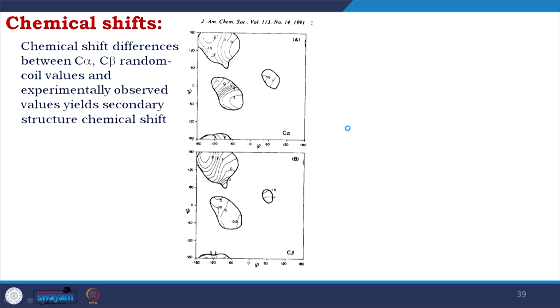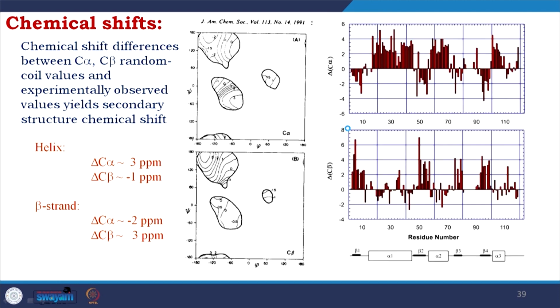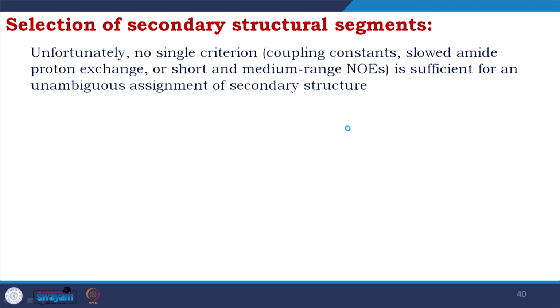So the chemical shift difference between C alpha and C beta random coil values and experimentally observed values yields the secondary structure chemical shift. If you see on the phi psi plot, the helix has delta C alpha of 3 ppm and delta C beta of minus 1 ppm, whereas in the beta strand delta C alpha is minus 2 ppm and delta C beta is 3 ppm, and this is the chemical shift of the entire protein. Selection of secondary structural segments.